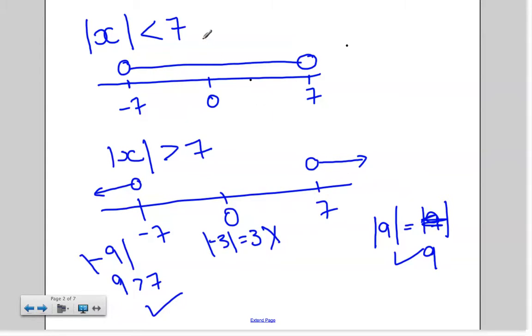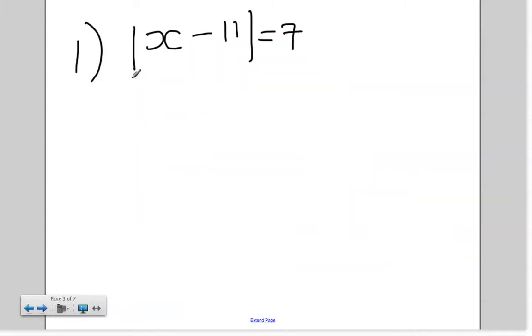Okay, so make sure you've got those things really, really clear, that if it's less than, you end up with something like this, because anything within that region will be less than 7 units away, whereas if you've got a greater than sign, then it will be outside the 2 boundaries. Okay, right, let's try some questions.